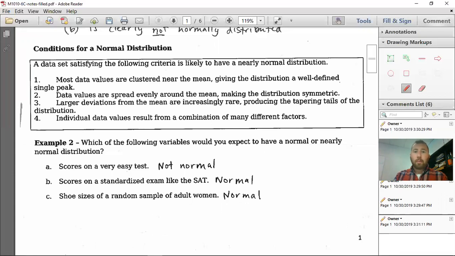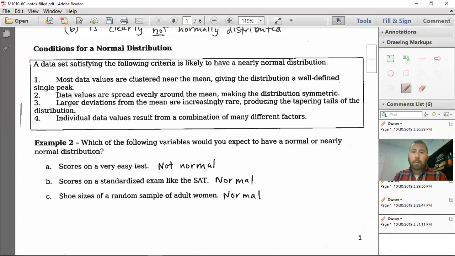The data values spread evenly around the mean. It makes the distribution symmetric. The larger deviations get really rare, so that's why normal distributions tail off at their curves. When it tails off and gets down close to zero, or down close to the axis, that means that there's very low probability in those regions. Okay.